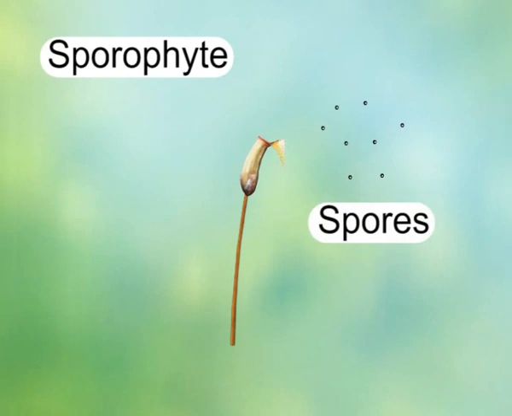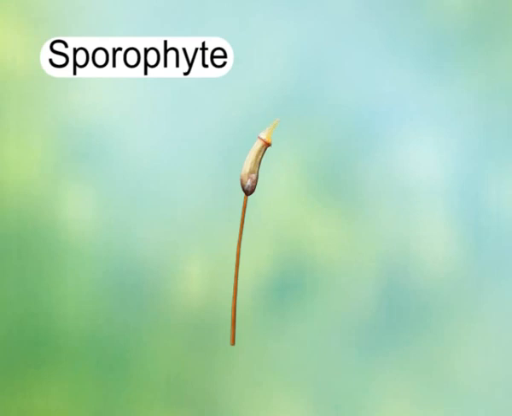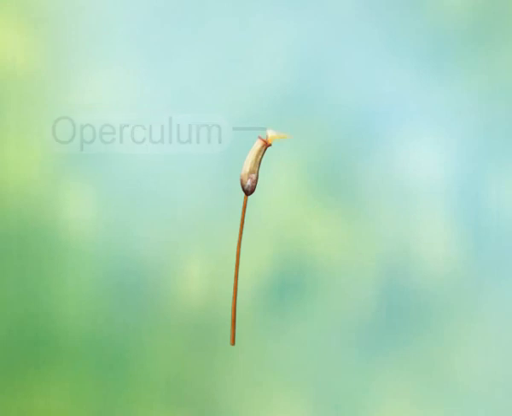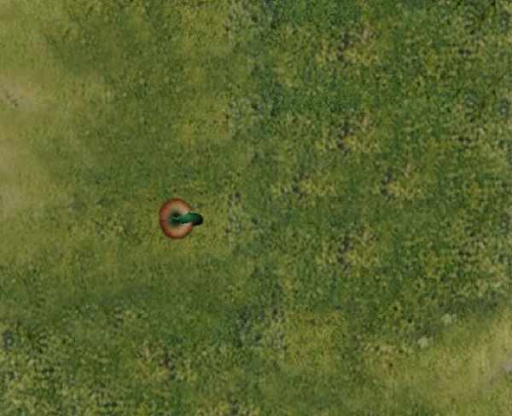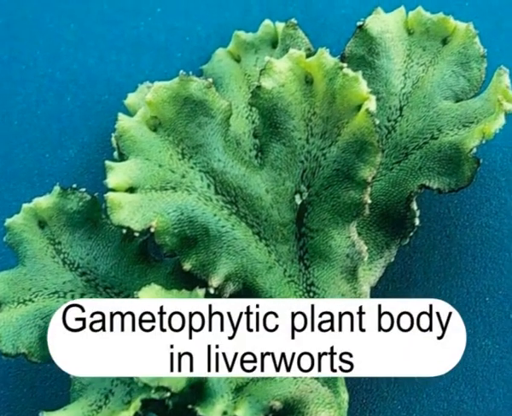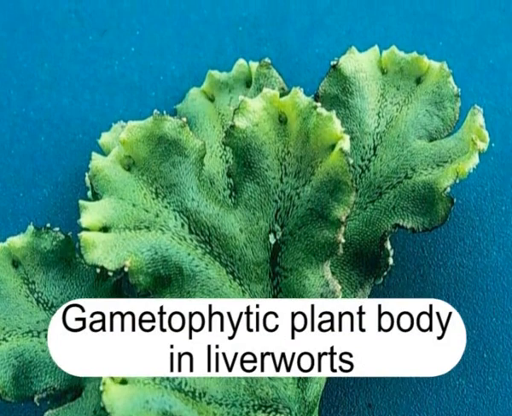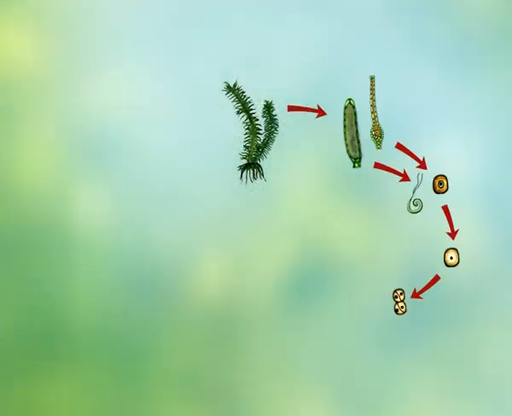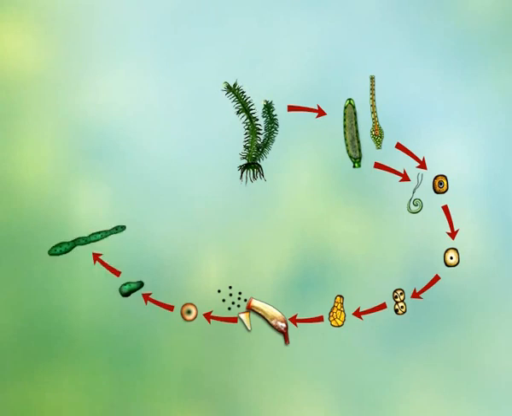In most mosses, the mouth of the capsule is covered by a lid-like operculum, which falls off when the spores are mature. If spores fall on a damp area of ground, it may germinate into a branching thread-like filamentous protonema in mosses or gametophytic plant body in liverworts, thus completing the life cycle. The complete life cycle of bryophytes is shown here.